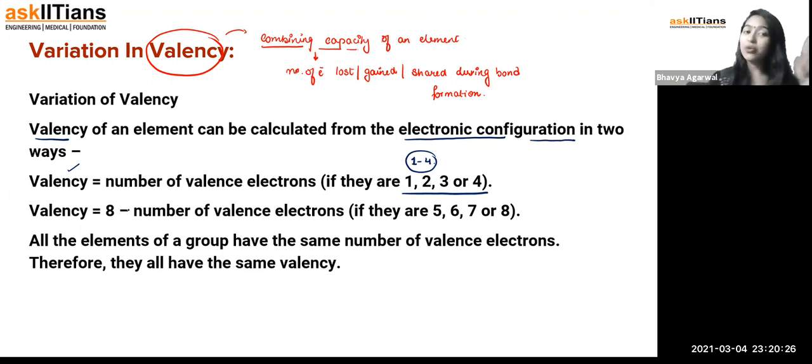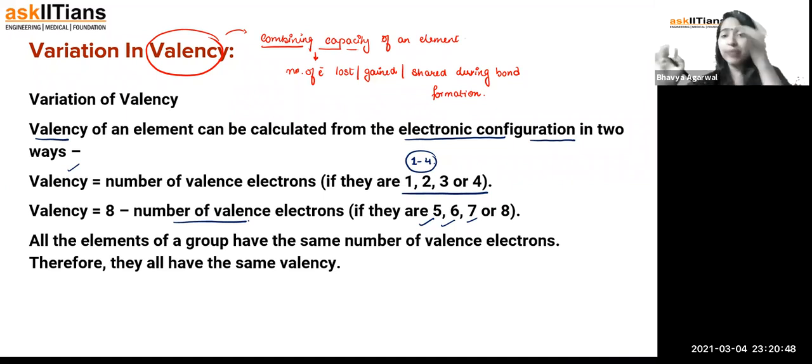Now, the valency will be 8 minus the valence electrons if the number of electrons is greater than 4. So if the valence electrons are 5, 6, 7, or 8, in that case you'll take the valency as 8 minus the valence electrons, right?